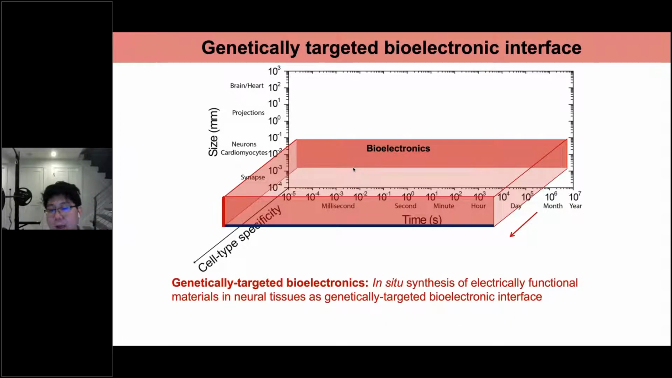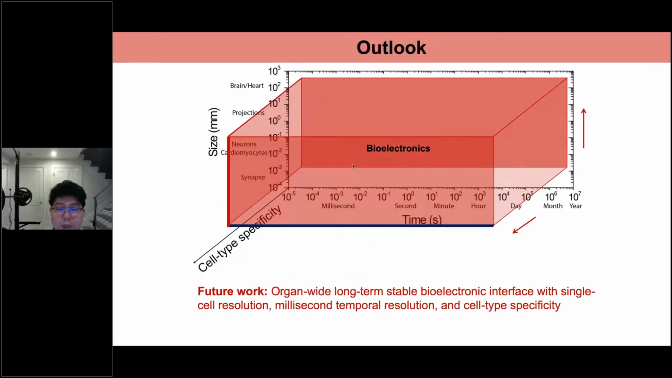So this is the third part, where we developed genetically targeted bioelectronics to enable a cell type specific interface for neural recording and neural modulation. Together, in the future, we really want to combine all those technologies into one platform that can enable an organ-wide, long-term stable bioelectronic interface for stable neural activity recording and modulation at single cell resolution, millisecond temporal resolution, and with cell type specificity.